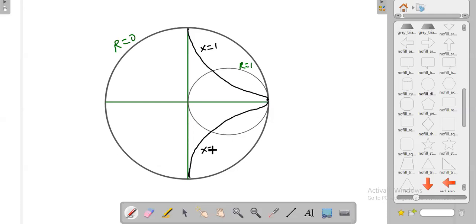Please always remember this diagram. This diagram is very, very important. At least you should remember the structure of this diagram, and once you remember, you can draw further. If you draw the line like this, here x is less than 1. If you draw a line here, x is greater than 1. If you draw the circle inside this, then r is greater than 1. If you draw the circle here, then r is in between 0 and 1.